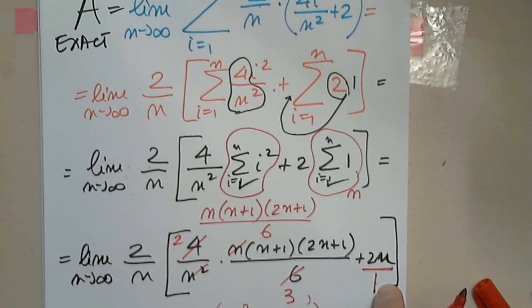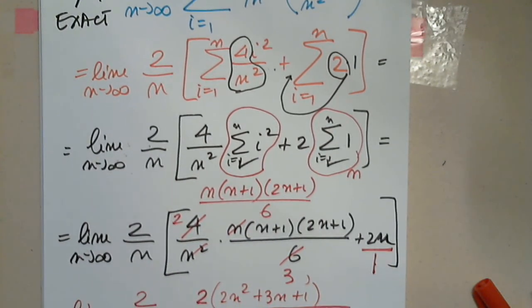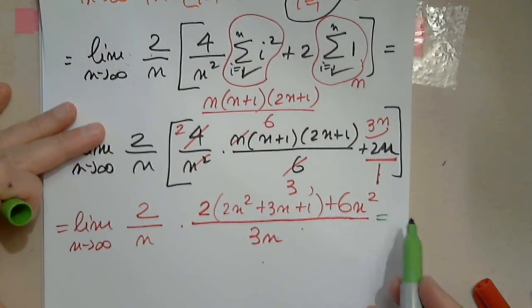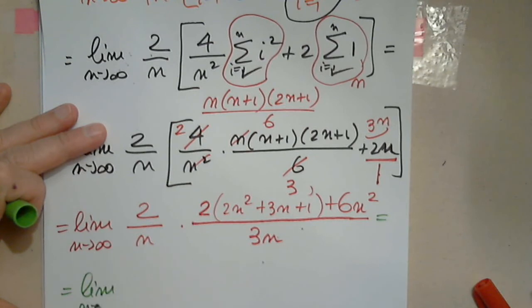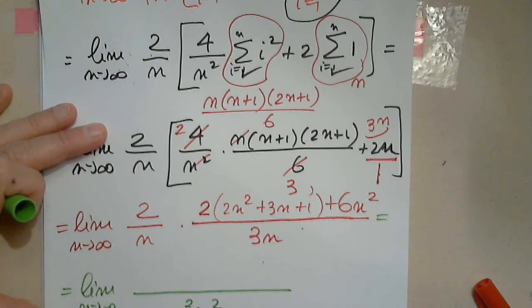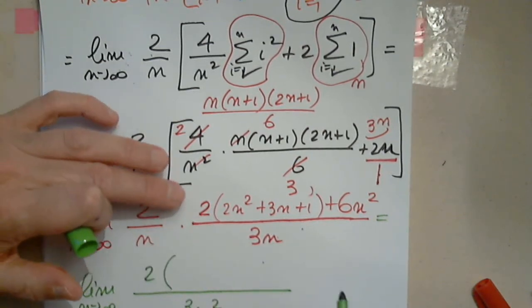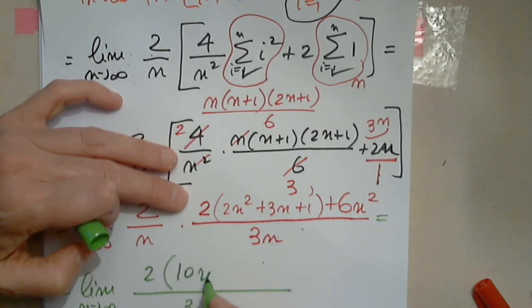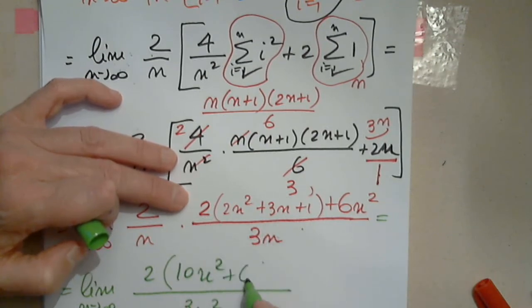But since the denominator here is 1, and the least common denominator is 3n, I have to multiply this by 3n, plus 6n squared. From this moment on, I just clean it up and I get the area. Limit as n approaches infinity. Of course, the denominator becomes 3n squared. Leave the 2 alone for a moment. So 2 times 2 is 4n squared plus 6n squared is 10n squared. 2 times 3n is plus 6n, and 2 times 1 is 2.